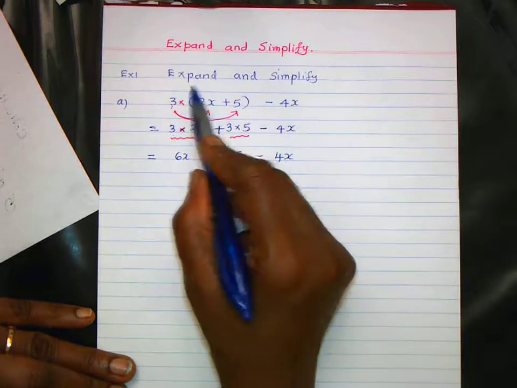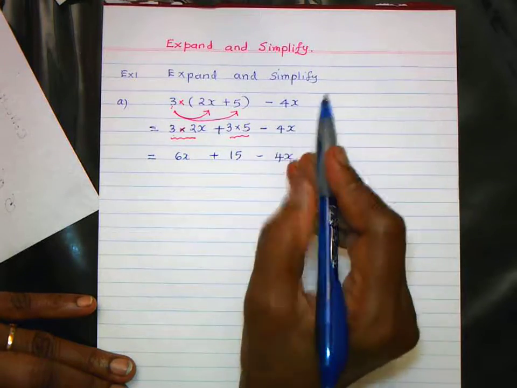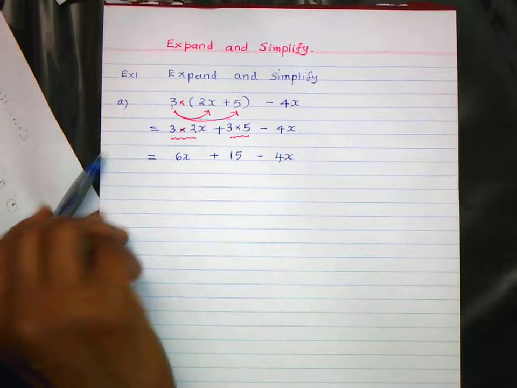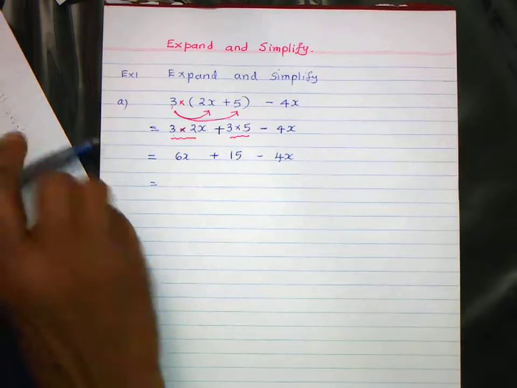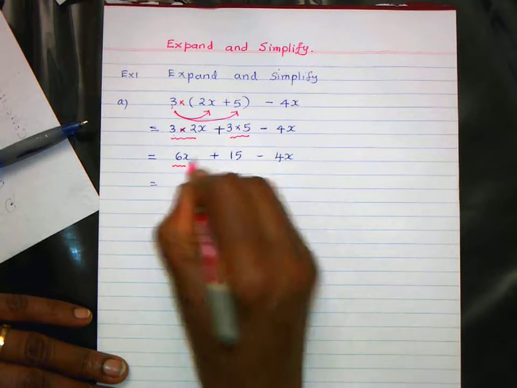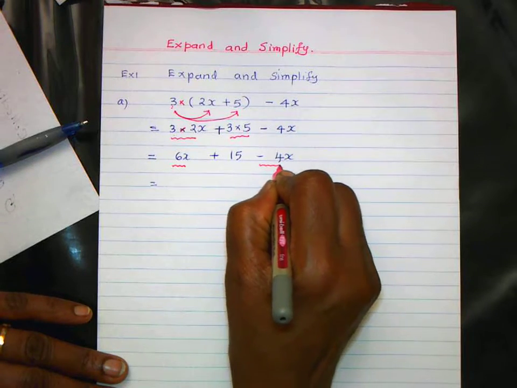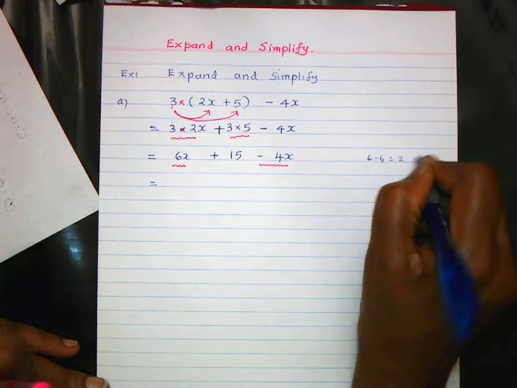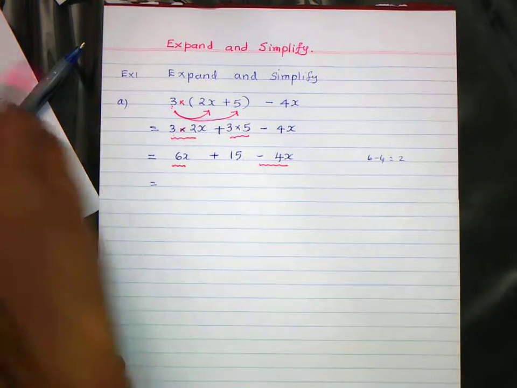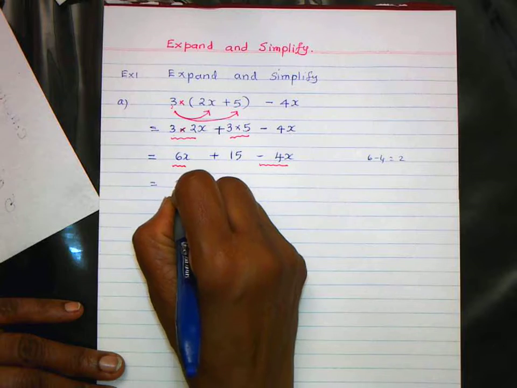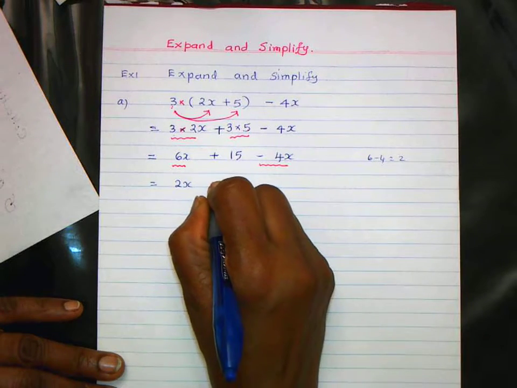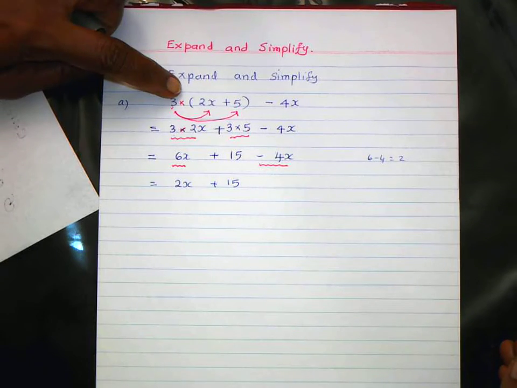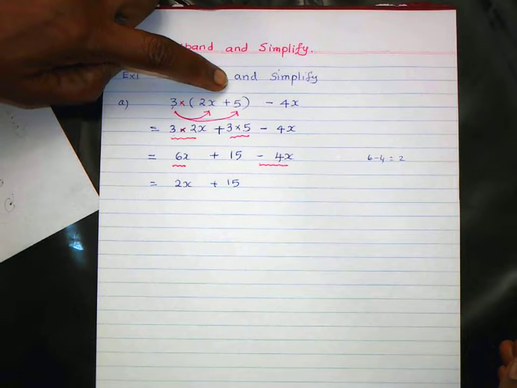The question says expand and simplify. And simplify here is collecting the like terms. Now when you look at the question, the like terms are 6x and minus 4x. So you can group only 6x minus 4x. So 6 minus 4 is 2. Combining 6x minus 4x, we get 2x, and this has nothing to group with, so we write plus 15. So this is your answer for the question 3 bracket 2x plus 5 minus 4x.